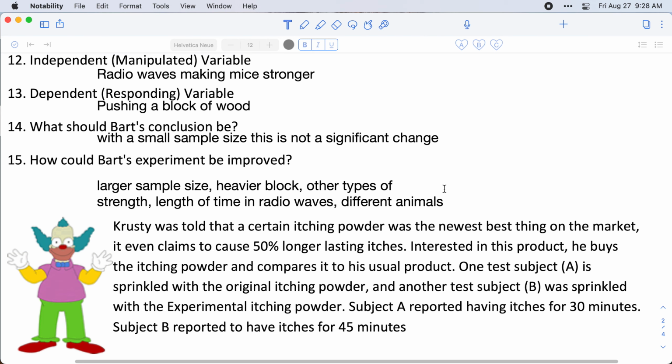What is the dependent variable? What do you got for that, Angelina? Angeline, right? How long did itching last? Right, time of itching. That's the dependent variable. So we're measuring quantitative data. And then next up, do they have a control?